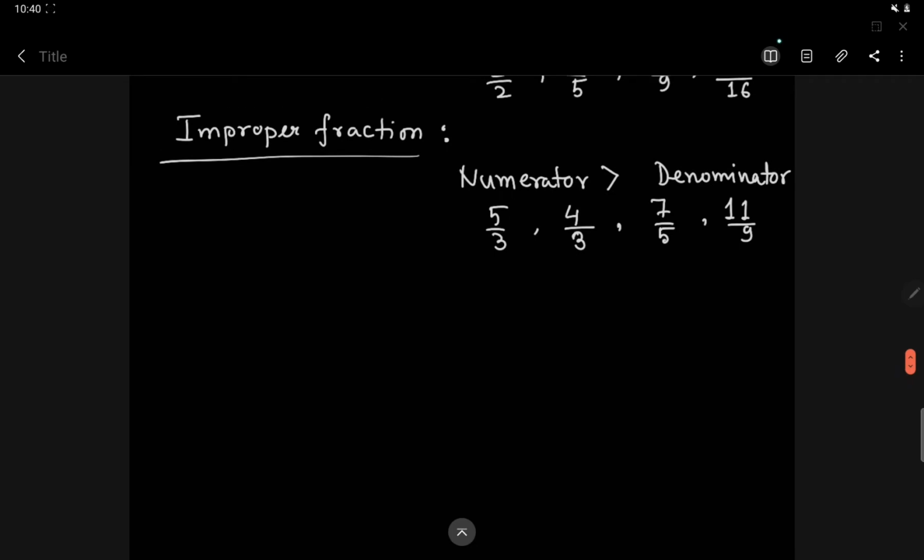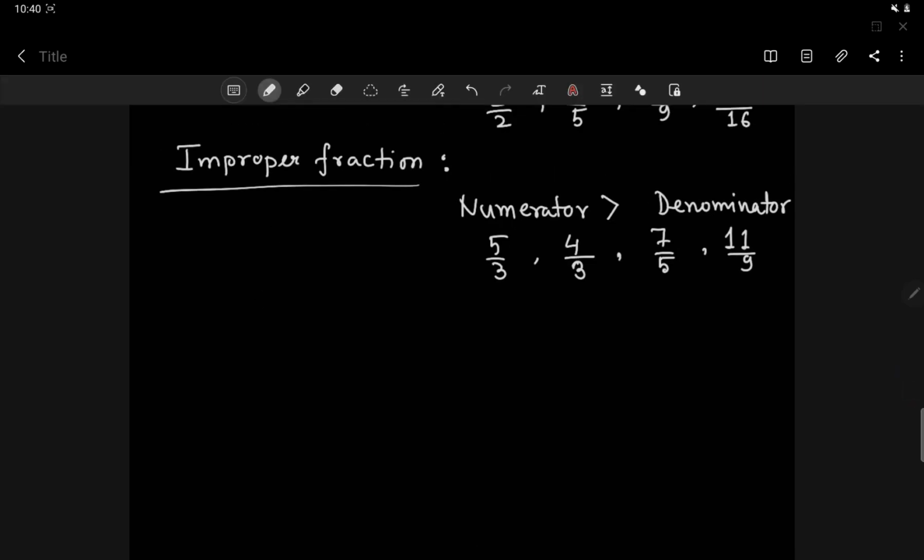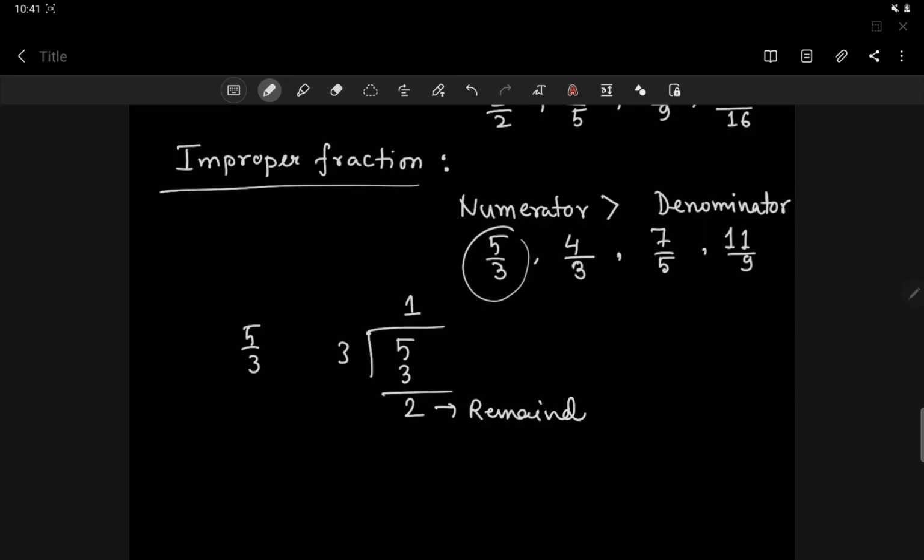Now the interesting fact is, you can change an improper fraction to a mixed fraction. So what is a mixed fraction? Suppose I am taking 5 by 3. Now you simply divide 5 by 3. 3 ones are 3, so you will get 2. So the remainder is 2 and the quotient is 1.